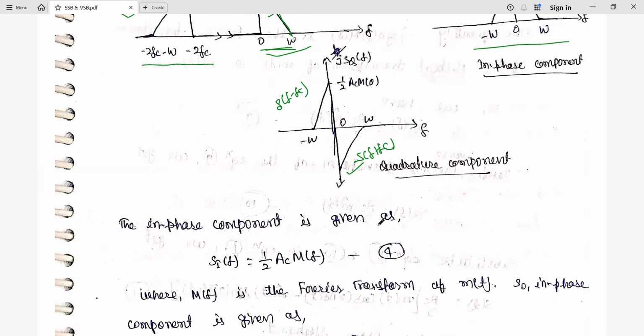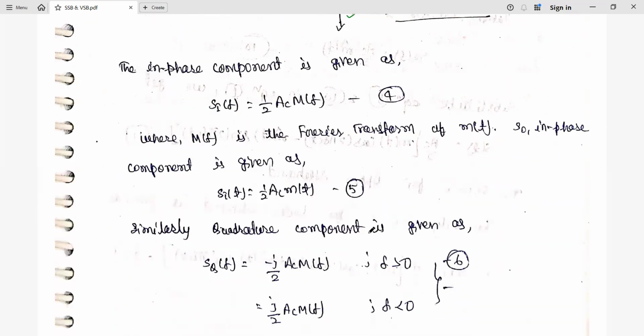So now finally this in-phase component we can define, that is what we are getting, half Ac M of f, the in-phase component. And M of f, what is this? This is the Fourier transform of the message signal. So the in-phase component, finally we can write in the time domain as Si of t equal to 1 by 2 Ac m of t. M of f is the Fourier transform, so the Fourier inverse is the time domain. So we have m of t here. This is equation 5.